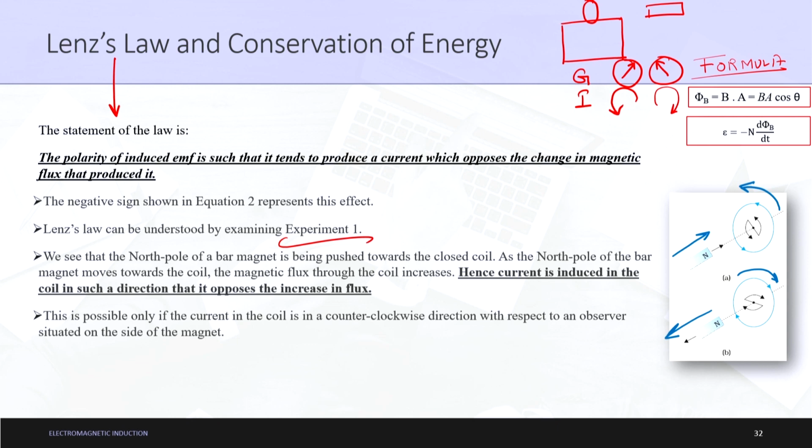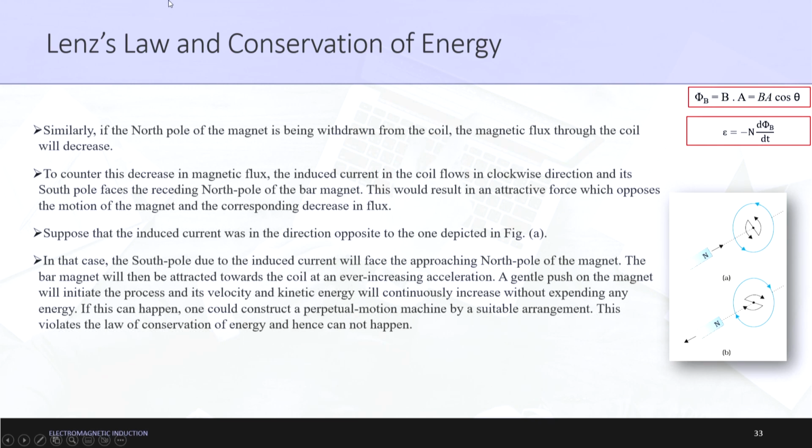This is possible only if the current in the coil is in a counterclockwise direction with respect to an observer situated on the right side of the magnet. So this is just the line to explain the Lenz law. To explain it more, different concepts are being used.